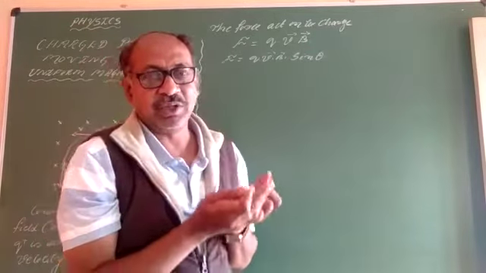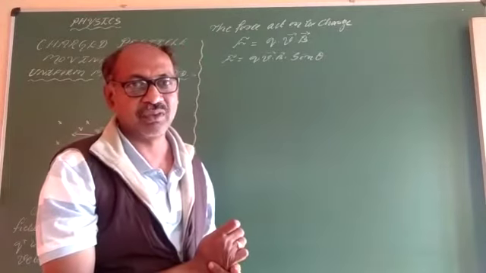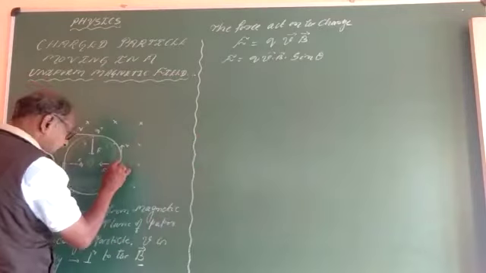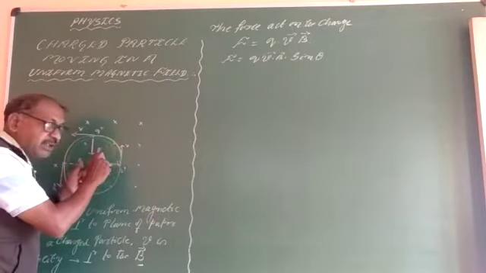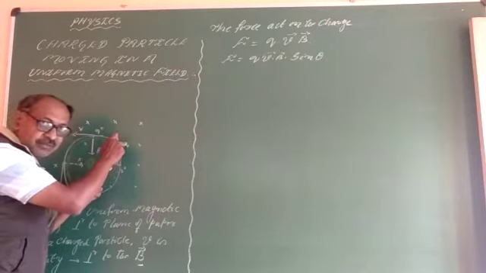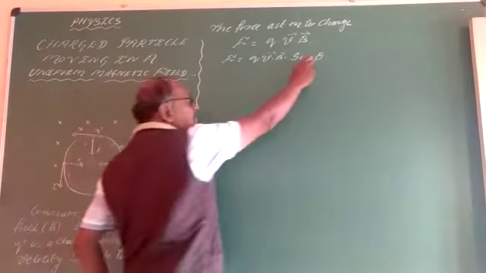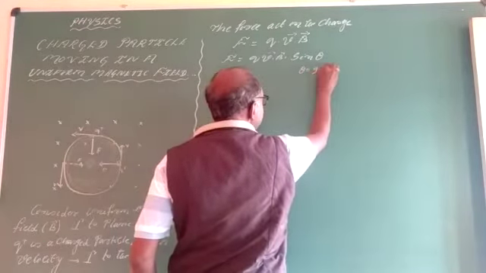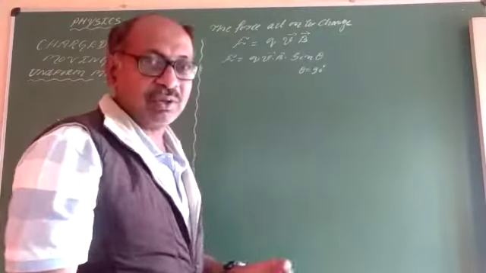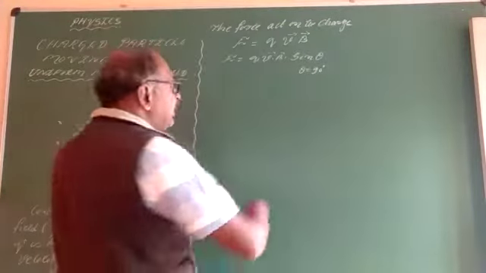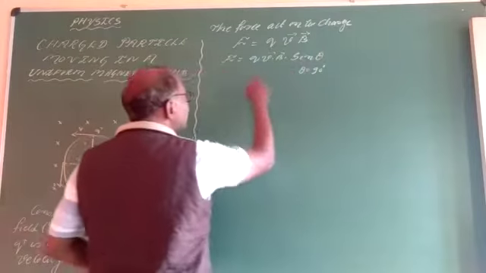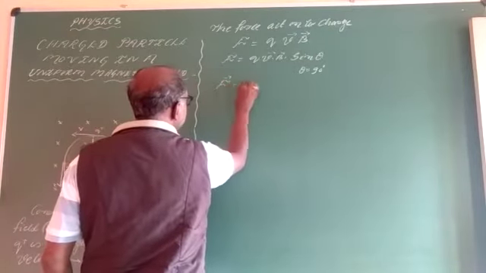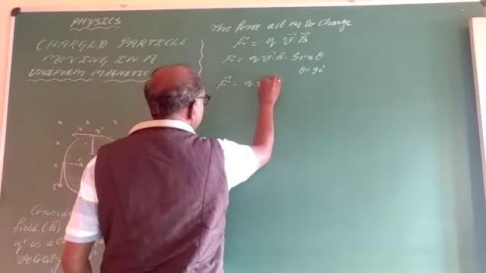It is 90 degrees, 180 degrees, whatever it may be. If it is perpendicular, the magnetic field is perpendicular to the velocity. Then theta is equal to 90 degrees. Therefore, sine 90 is equal to 1, so this equation becomes F is equal to Q into V.